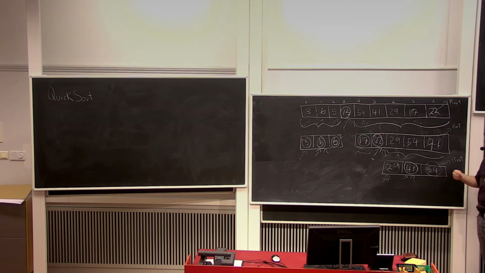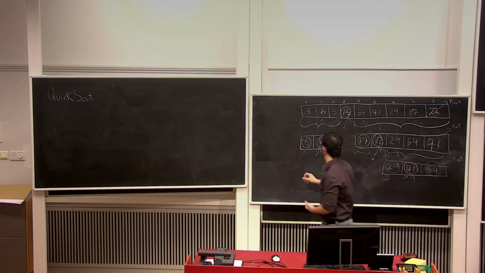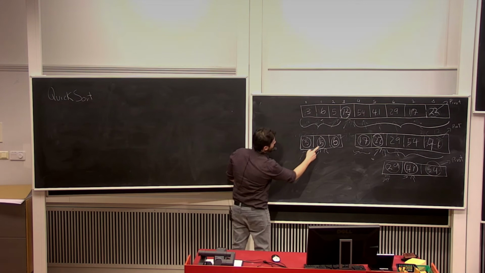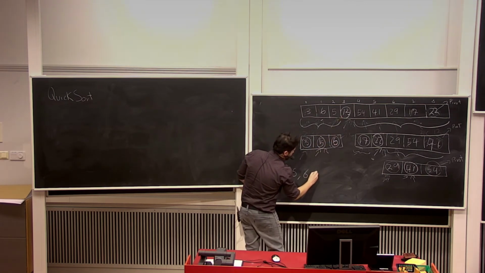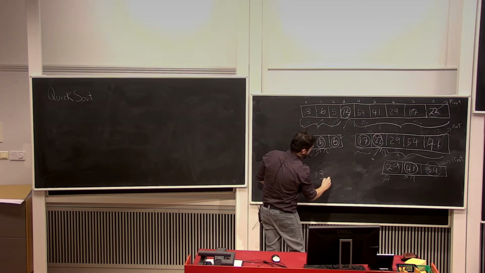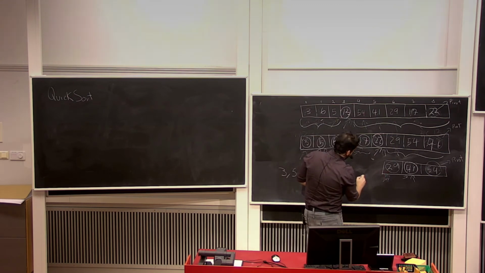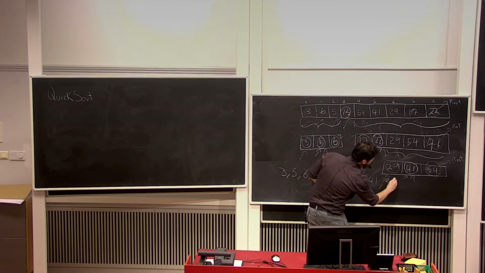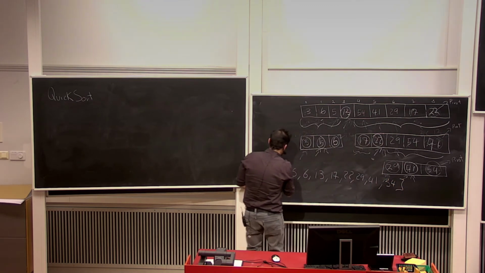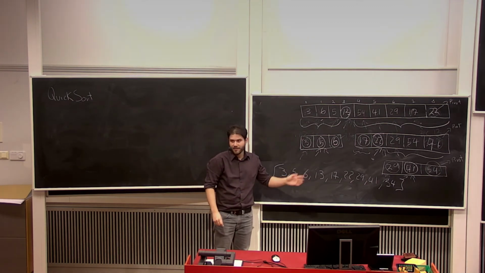And now what the quicksort does is that it merges all the solutions. So now we will have 3, 5, 6, 13, 17, 22, 29, 41, and 54. And this is our sorted array in increasing order.